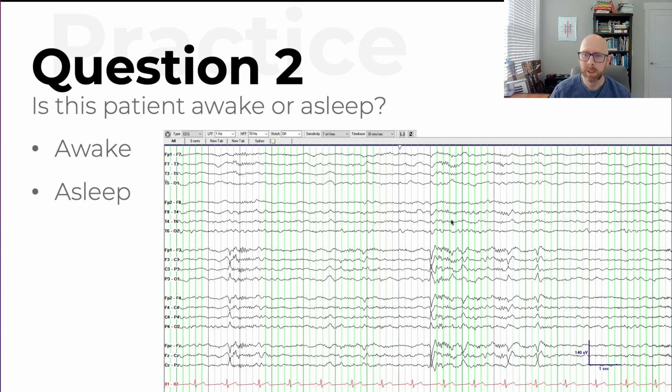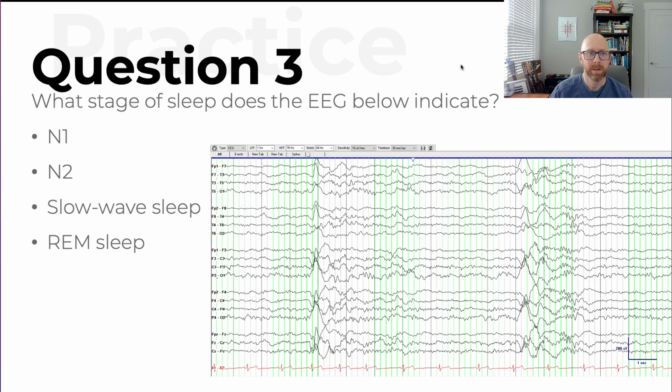All right, is this patient here awake or asleep based on the EEG recording? If you answered awake, then clearly you didn't watch this lecture, because they are asleep with vertex waves and sleep spindles seen quite prominently here. Which stage of sleep does the EEG below indicate? I'll give you a second. Hopefully you said N2, because you see prominent K complexes and you also see sleep spindles. These are the pathognomonic findings of stage N2 non-REM sleep.